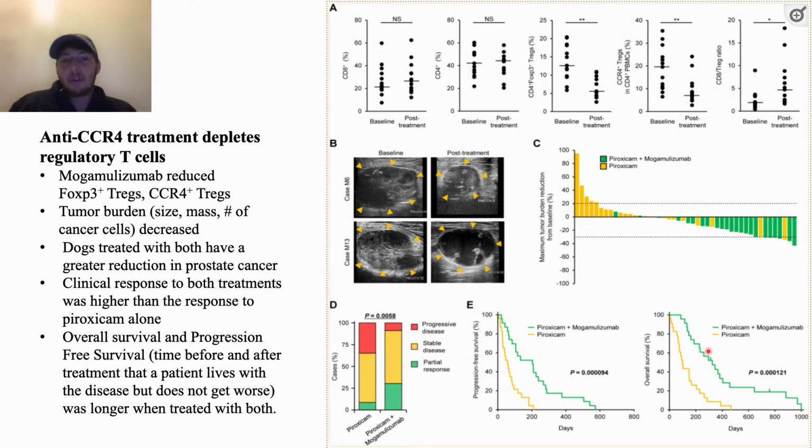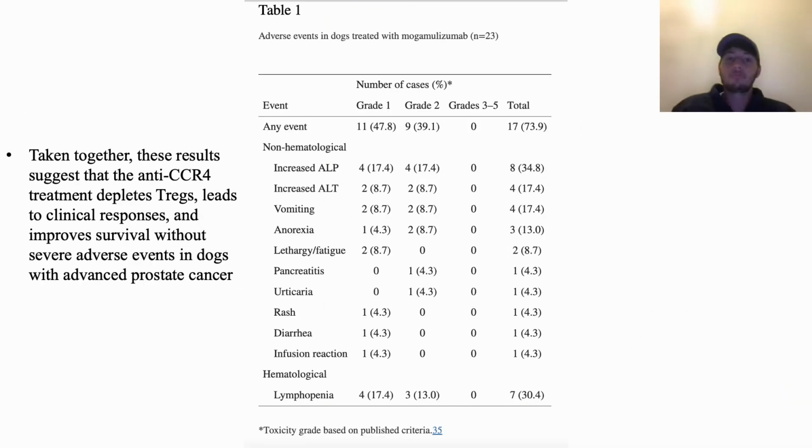And in E right here, this is just showing, again, like I explained in the previous slide, the overall survival and the progression-free survival, which is really just the time before and after treatment that a patient lives with the disease but does not get any worse. And both of these survival rates were longer when treated with both. We see that here, when treated with both, which is here in green, the survival rate was longer, 600 days. And the same goes for here when treated with both. It was just longer than when treated with piroxicam alone.